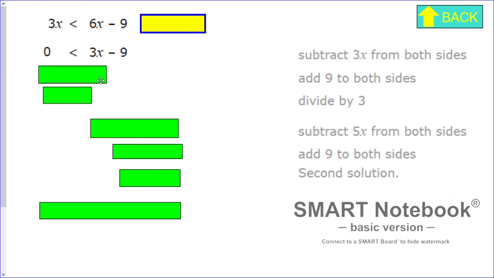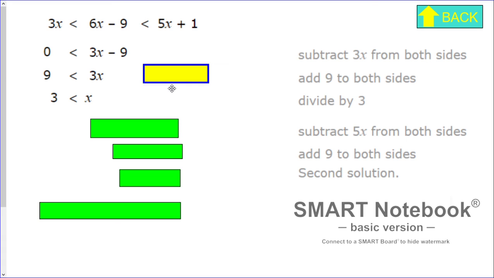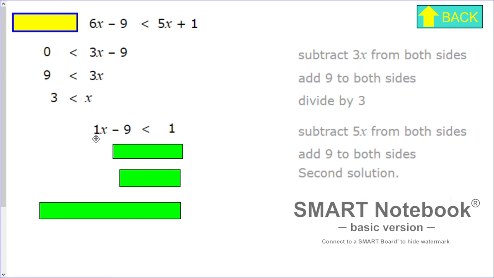Then add 9 to both sides. 9 is less than 3x. Divide out the 3. So again, we have x is greater than 3. That's the first one. Now here, let's cover up this 3x, and let's do the second half, this one. We have to subtract 5x from both sides, so we keep the x's positive. Okay, let's subtract 5x on both sides. We end up with 1x minus 9 is less than 1.